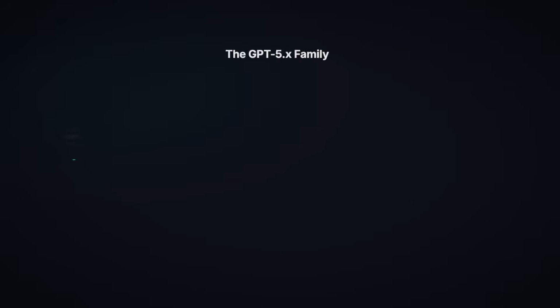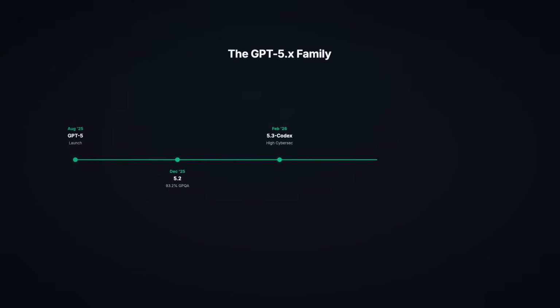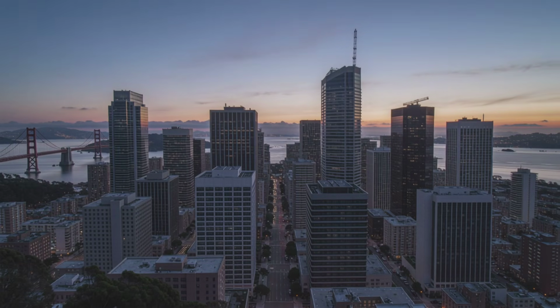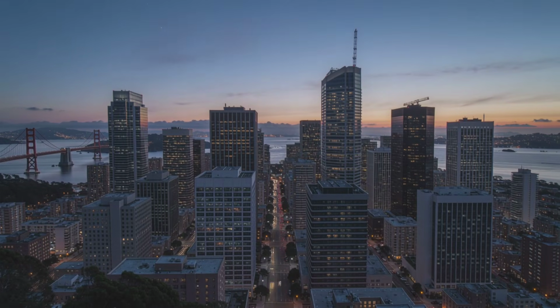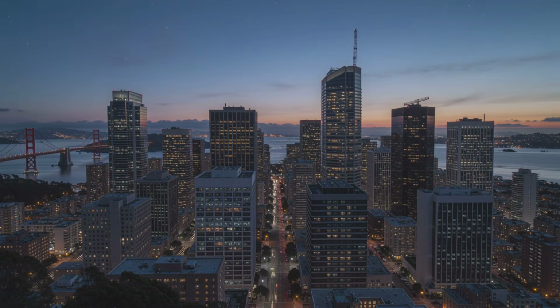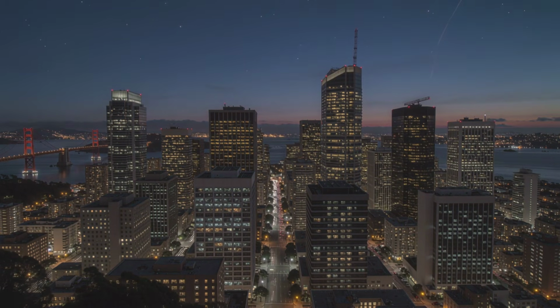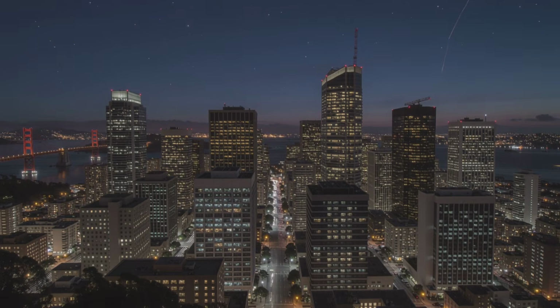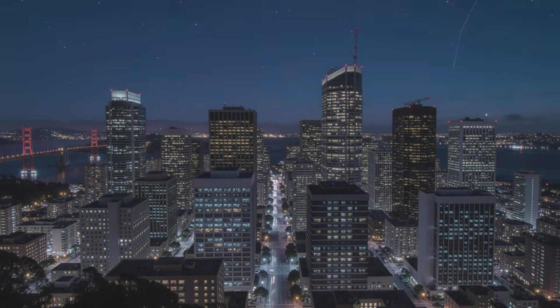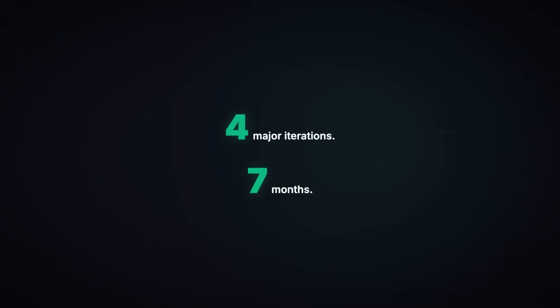Here's the bigger picture. August 2025, GPT-5 launches. December, GPT 5.2 arrives with 93.2% on GPQA Diamond and 80% on SWE Bench. February 2026, GPT 5.3 Codex drops. The first model rated high in cybersecurity by OpenAI's own preparedness framework. Days later, Codex Spark hits 1,000 tokens per second. And now, GPT 5.4. 4 major iterations in 7 months.